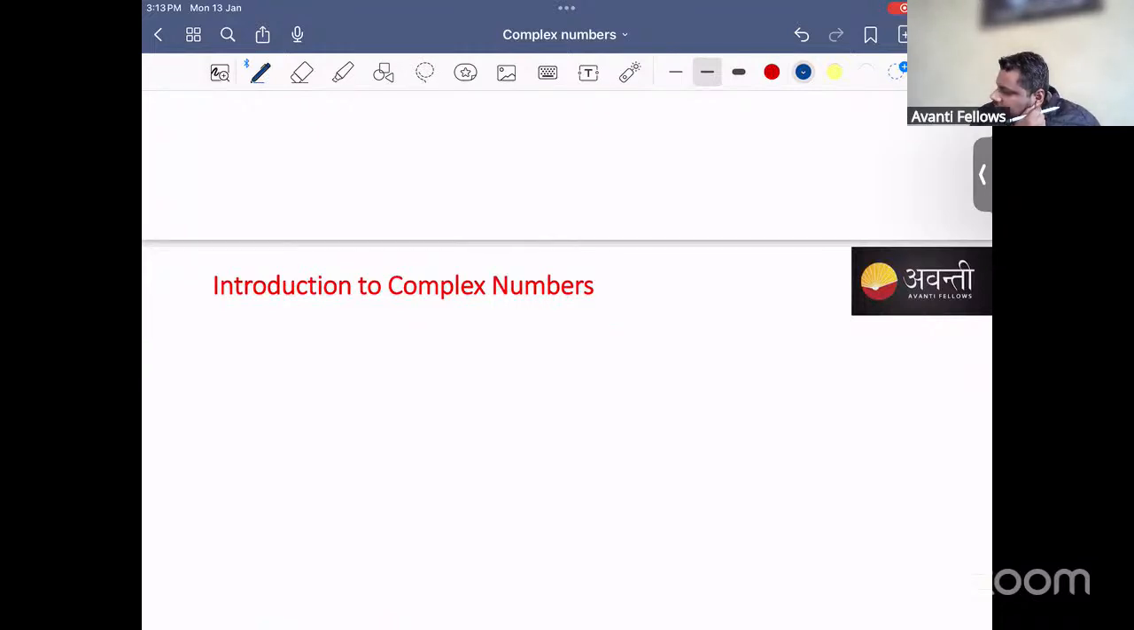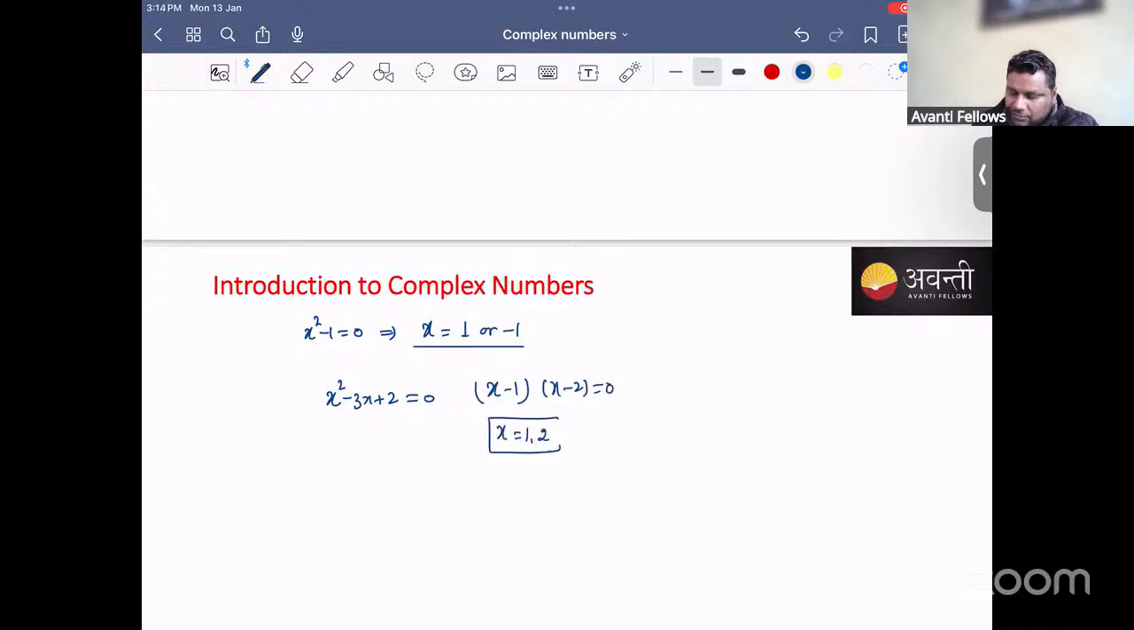See, equations like x square minus 1 equals to 0 can be solved with a result like x equals to 1 or minus 1. All right. So x square minus 1 equals to 0, so value of x will be 1 or minus 1. Similarly, if you have x square minus 3x plus 2 equals to 0, and if you factorize it, you get (x minus 1)(x minus 2) equals to 0. So x will be 1 or 2.